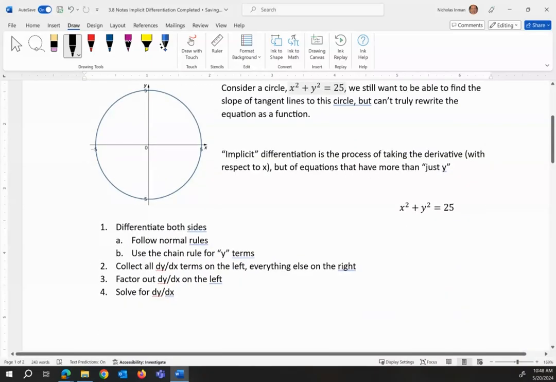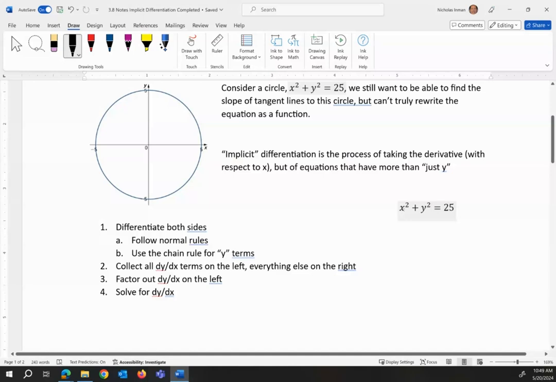So the problem is most of these equations have x's in them, but also y's in the equation. It's not just y by itself. And the y might have numbers, it might have exponents, it might be inside of a sine or inside of a cosine or inside of a square root. So how do we do the derivative when this happens?